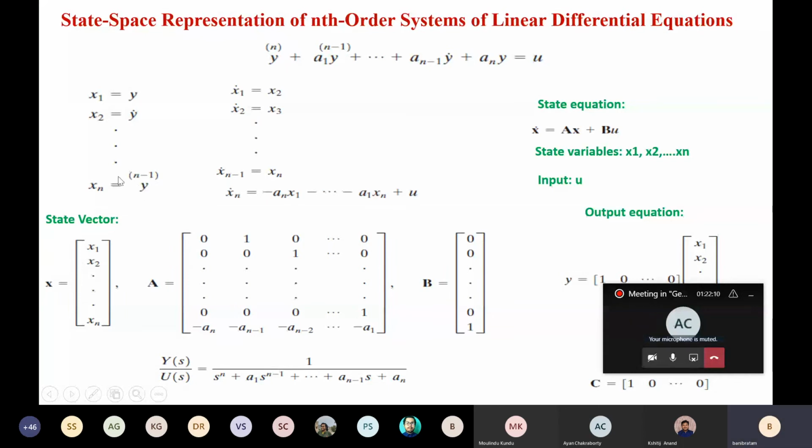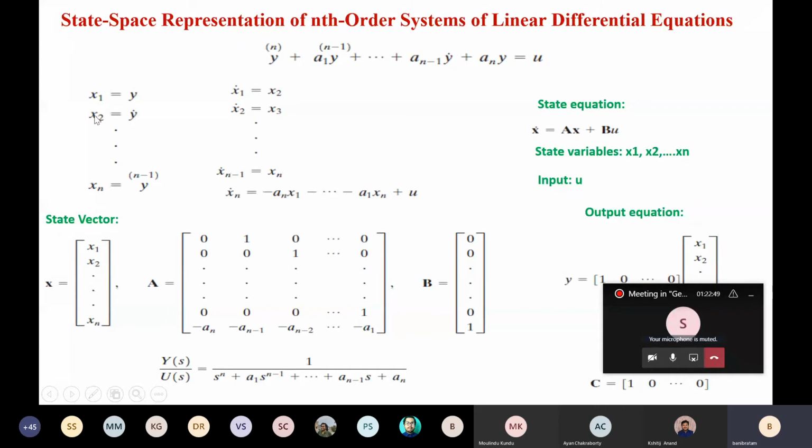Fine. Now can I write this in this form as well? What is your x1 dot? x1 dot equals x2, I can write, because you see that x1 equals y, x2 equals y dot, x3 equals y double dot, x4 equals y triple dot, likewise. Then I can write in first order equation form. x1 dot equals what? x1 dot means y dot, and y dot means x2. So x1 dot equals x2.